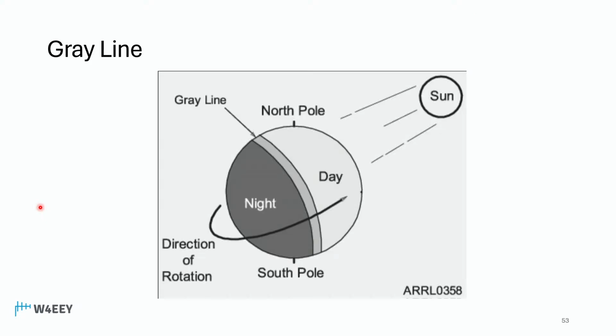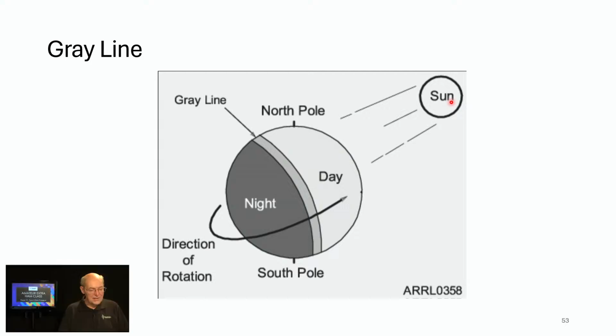So the gray line we're going to talk about next. Here we've got Mr. Sun, or Mrs. Sun, shining on the Earth. Here's the North Pole, the South Pole. This is the daytime side and the nighttime side. Where the daytime and the nighttime side meet is called the gray line. So it's partially sun, partially day, and partially night. And some real magic things can happen propagation-wise if you've got two stations and they're both on the gray line.